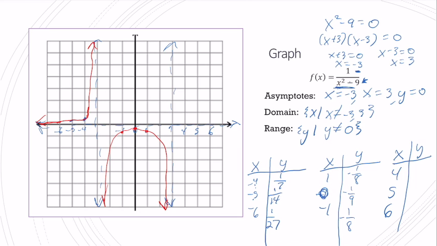Now, remember, we've got some symmetry going on here. So you'll see if you go ahead and plug in 4, you'd get y is 1/7, just like when it was negative 4. You'll get 1/16, just like when it was negative 5. And you will get 1/27. So my graph is going to look like this.